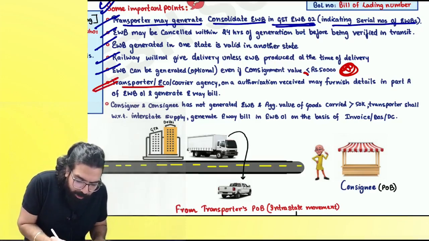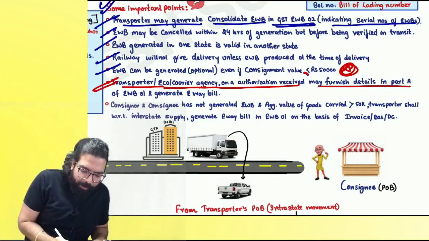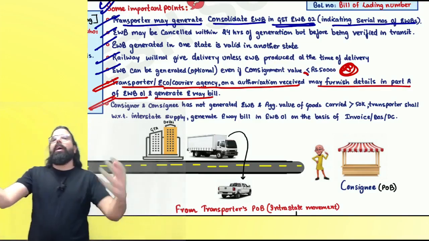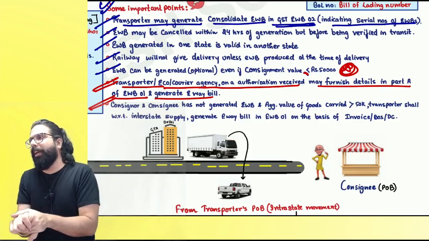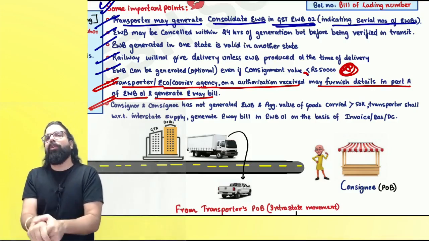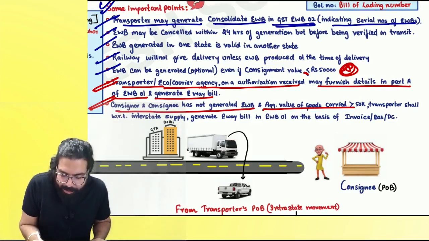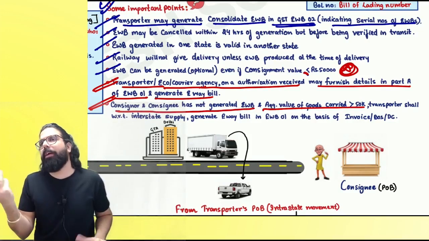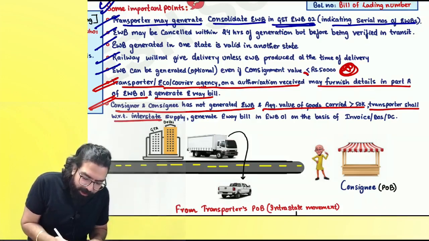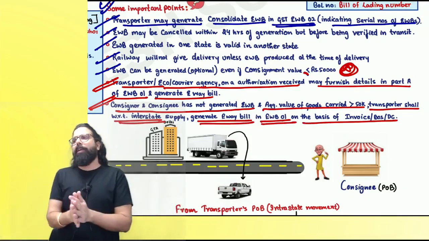The next one over here is transporter, e-commerce operator or courier agency. If I authorize them, they can also go ahead and furnish the details in part A of GST EWB 01 and generate the e-way bill. Supposing all the consignors, consignees, etc. are not generating the e-way bill, and in my truck there are some goods, then the transporter who is transporting those goods can also generate the e-way bill. It says the consignor and consignee have not generated it and the aggregate value is more than 50,000. Might be the consignor and consignee both are unregistered. In that scenario, if the value is more than 50,000, the transporter shall, with respect to interstate supply, generate the e-way bill in EWB 01 on the basis of invoice, bill of supply or delivery challan.